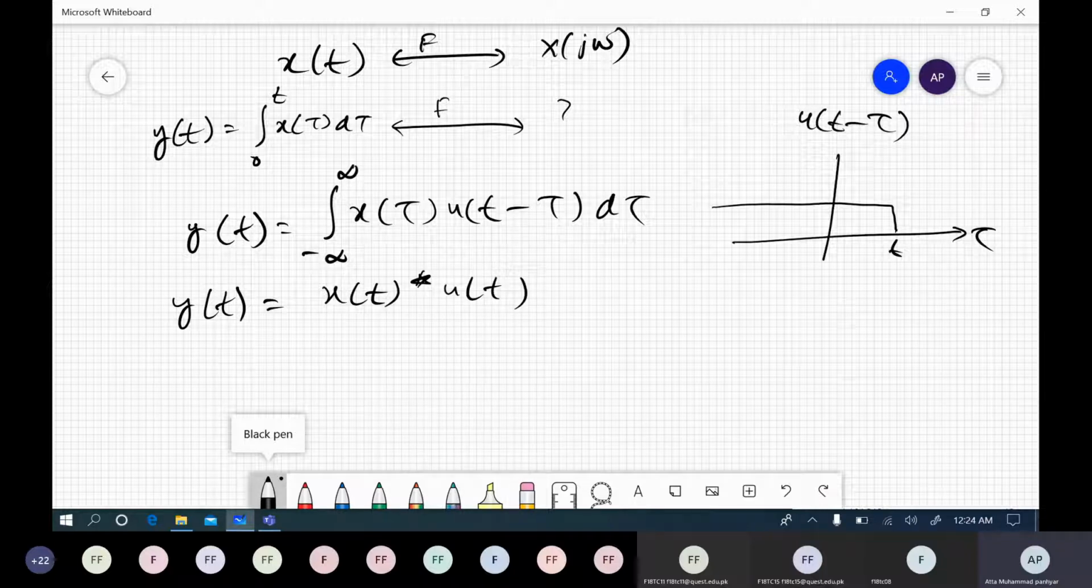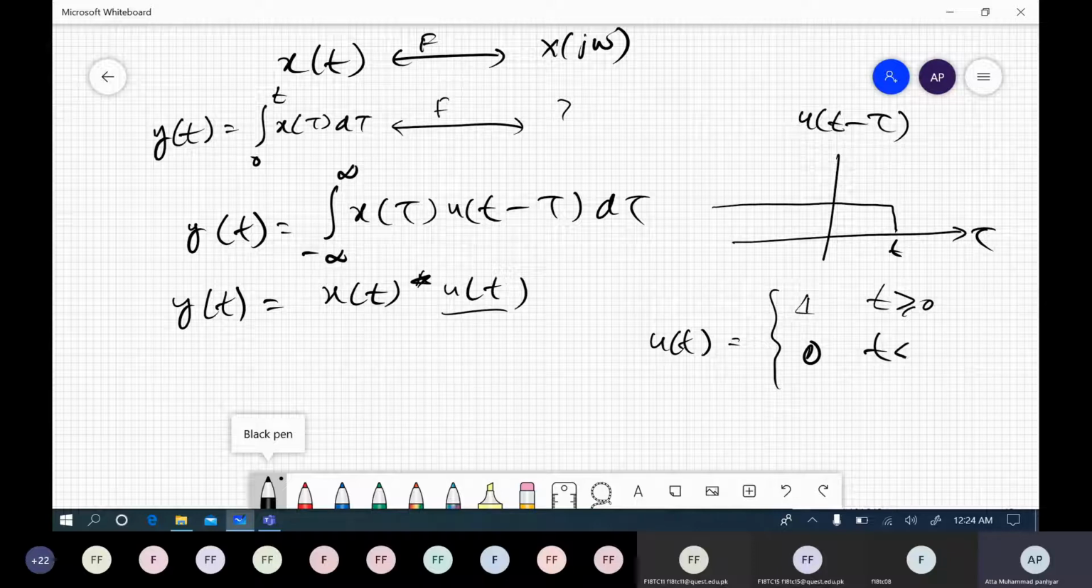Now we know that u of t is equal to 1 when t is greater than or equal to 0, and 0 when t is less than 0, right? So solving this u of t is a bit tricky.